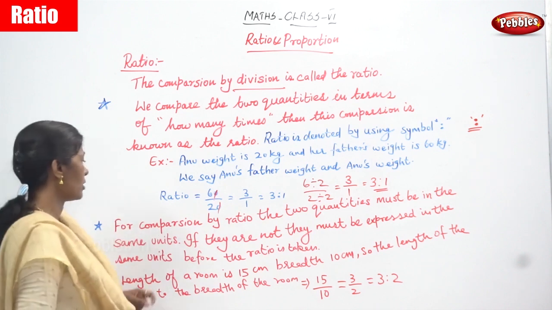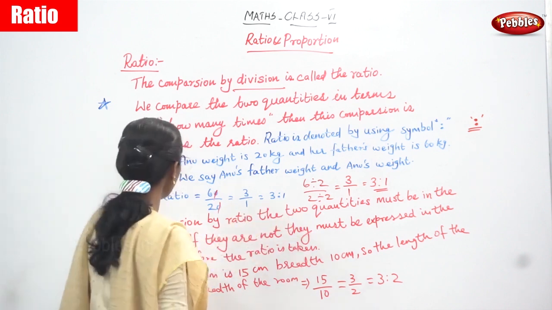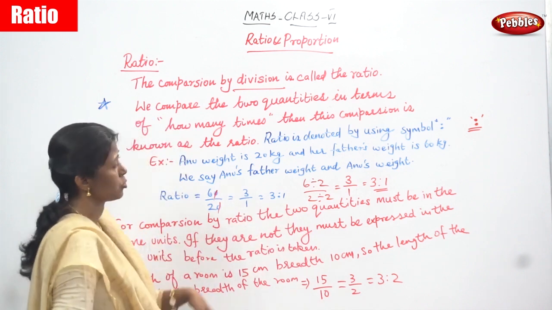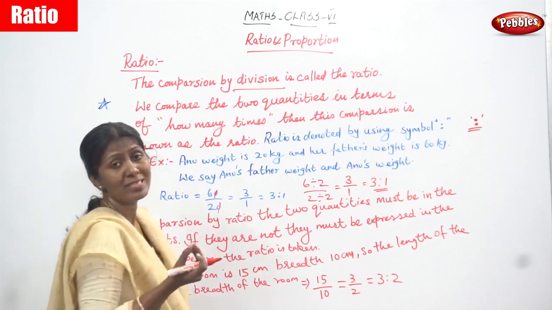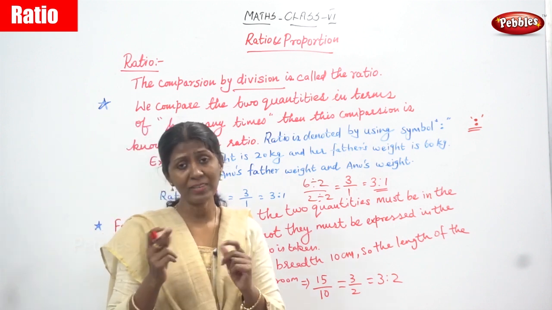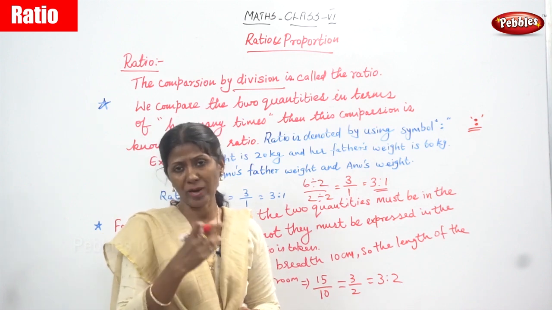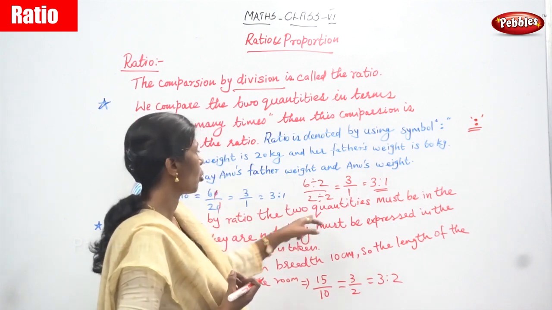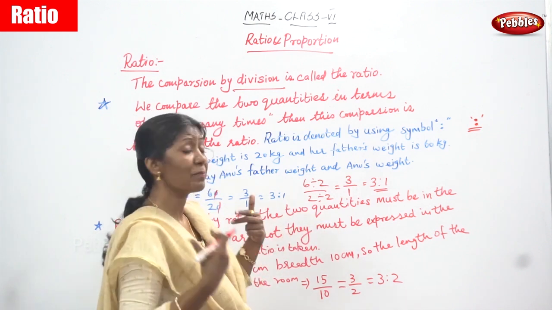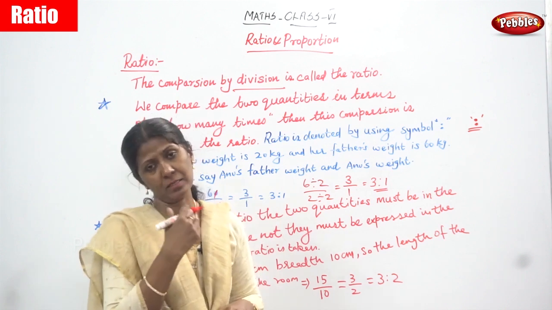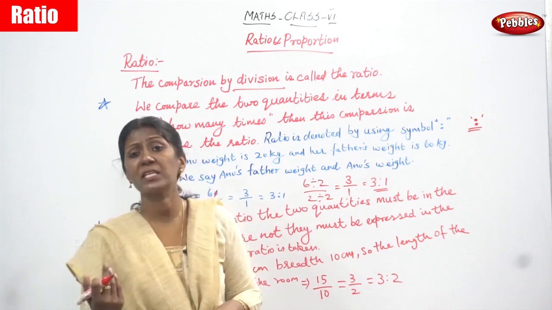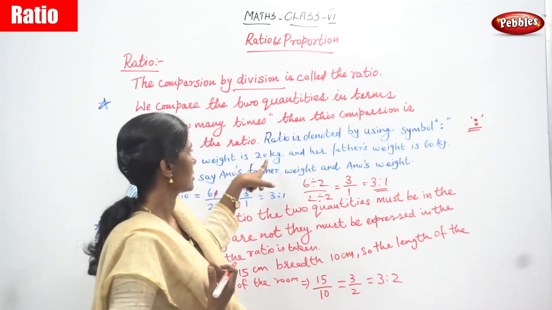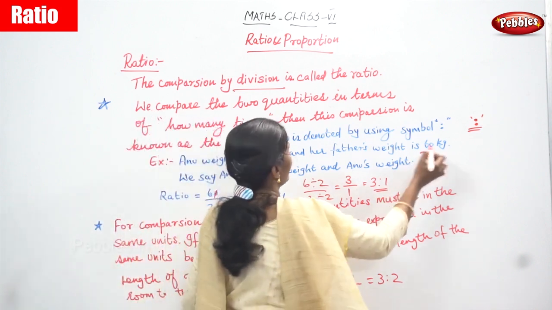Next point: for comparison by ratio, the two quantities must be in the same unit. If they are not, they must be expressed in the same unit before the ratio is taken. Quantities are measurements, for example gram or kilogram, centimeter or meter or kilometer, whatever it may be. Here we compared 60 kilogram and 20 kilogram.